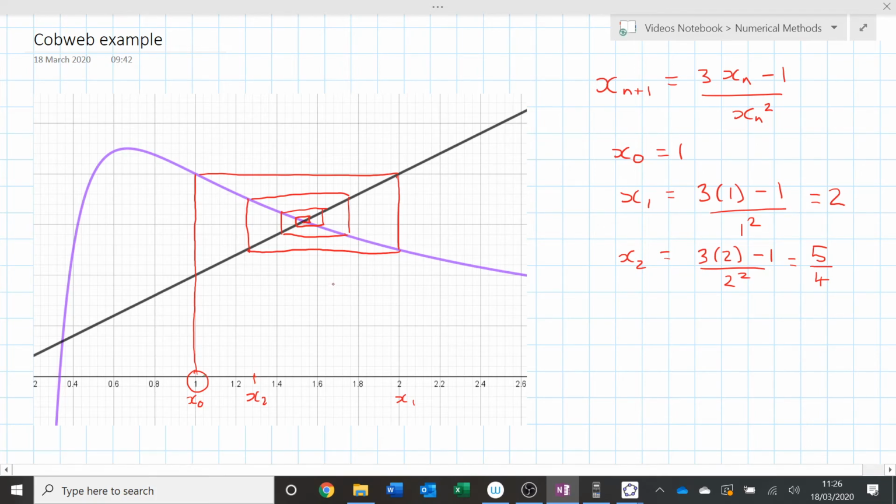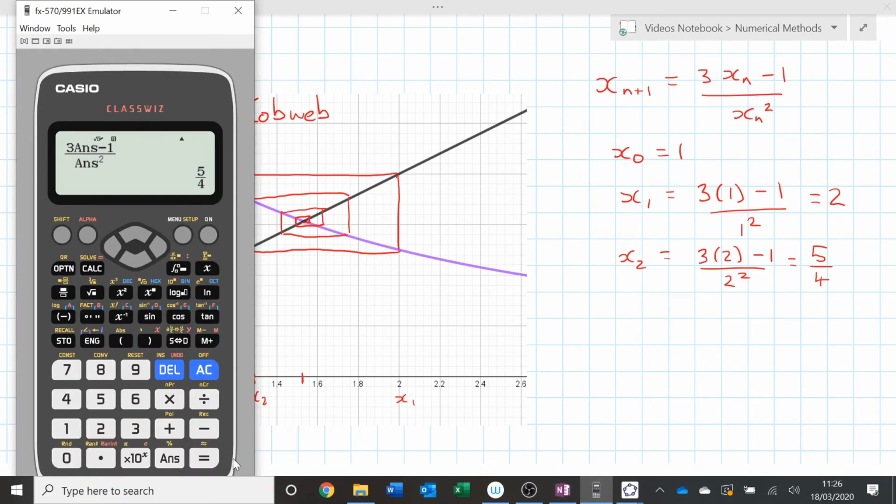And this is an alternate way that it's going to find the root. It is going to find the root, which eventually should be somewhere here. This is called a cobweb picture. Let's see it on the calculator. So we should end with a root at around 1.5. 5 over 4, and I would write these down to show I've done the iterations.